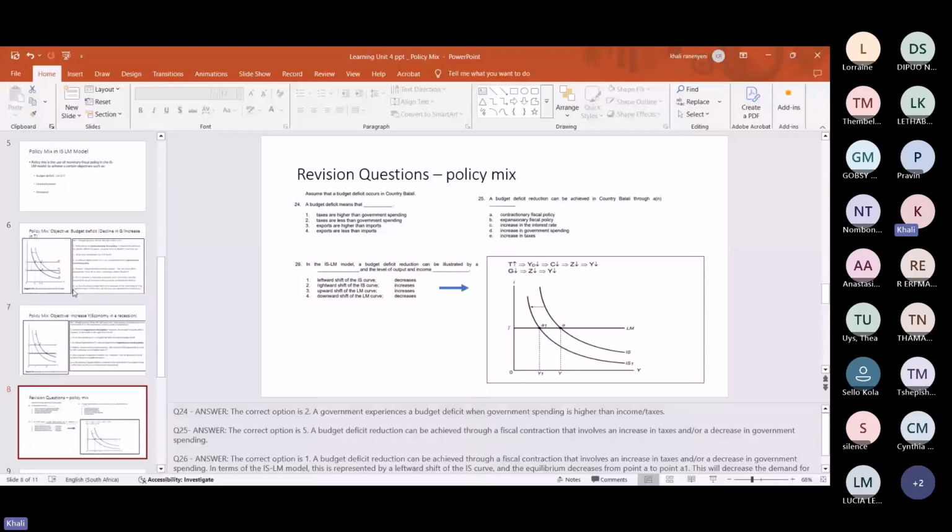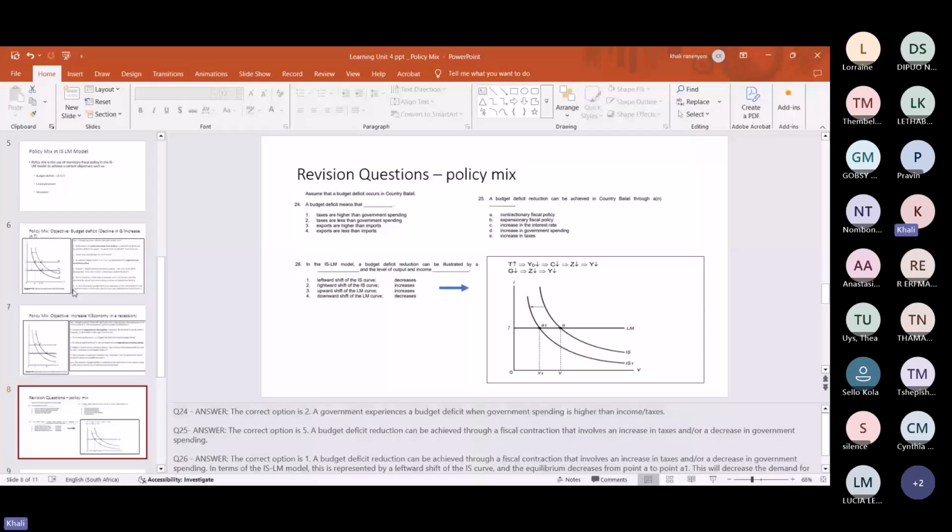And in question 25, we said the budget deficit would be corrected by a contractionary fiscal policy. A fiscal policy would shift our IS curve. So clearly 3 and 4 are out. You need to be thinking between 1 and 2. Is it shifting leftwards or rightwards? 1 is the answer. Left. It's shifting leftwards, and the answer there is that the level of output and income will decrease.